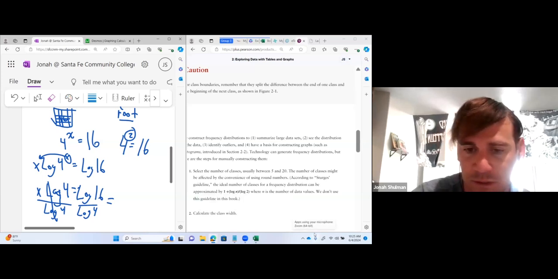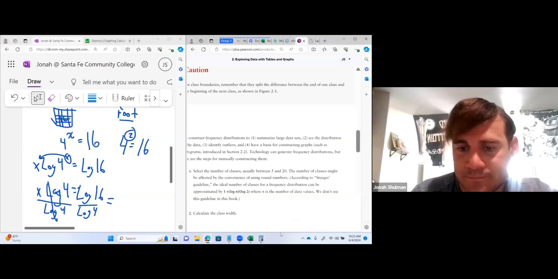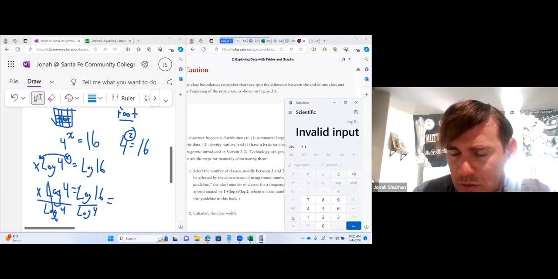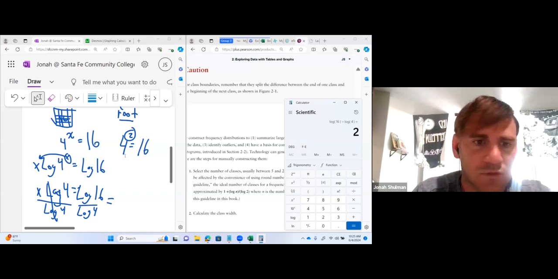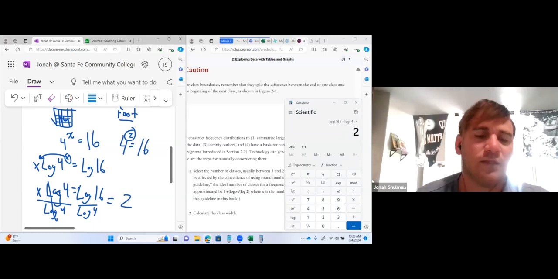And look what happens when I put this in the calculator. So log of 16 divided by log of 4, I hit equals. And I have the 2. Oh my God, look, it matches. So we're left with x is 2. That's all logs do. They just get rid of exponents.